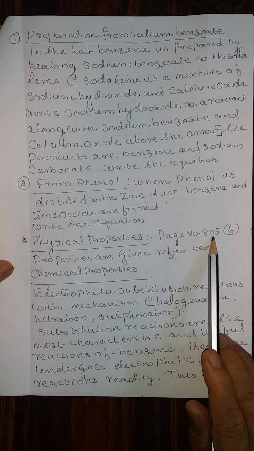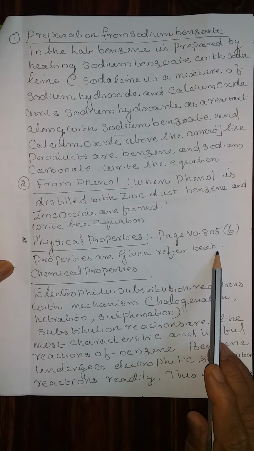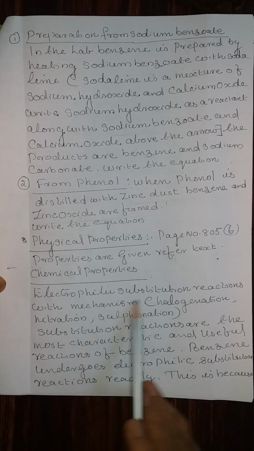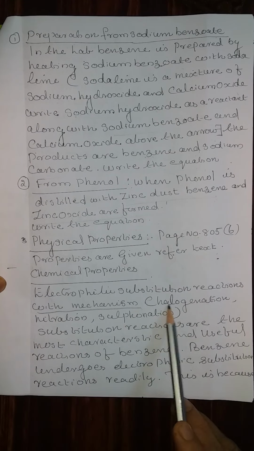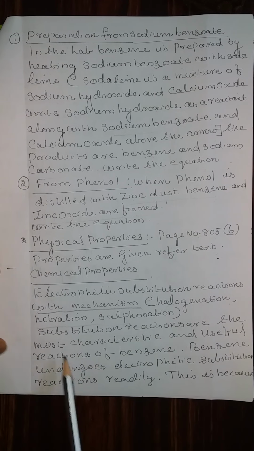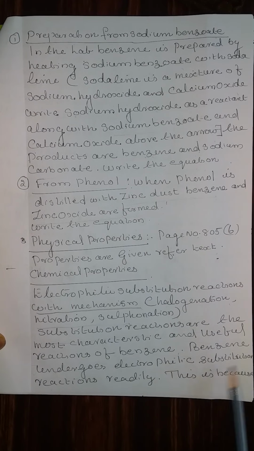Physical properties. Page number 805. 6 physical properties are given. Please refer to the text. Chemical properties. Electrophilic substitution reaction with mechanism. Halogenation, nitration and sulfonation. Substitution reactions are the most characteristic and useful reactions of benzene.